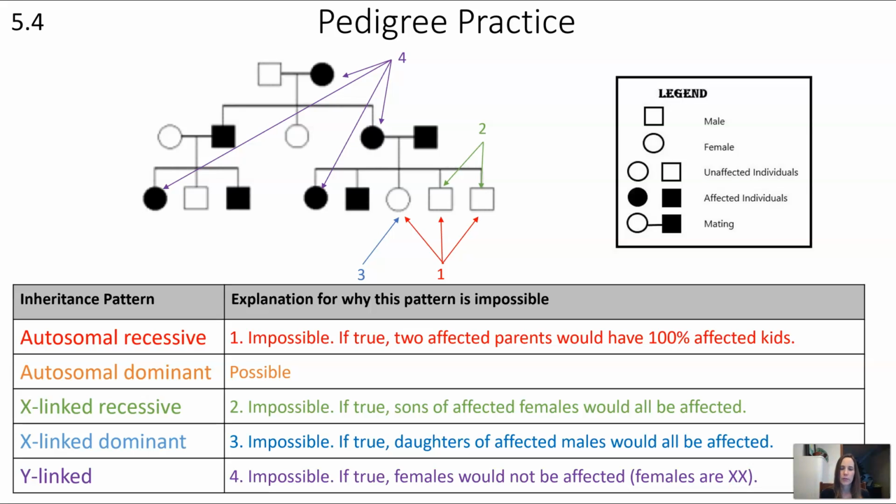Y-linked in this example is also impossible. If it was true, females would not be affected because females are XX.